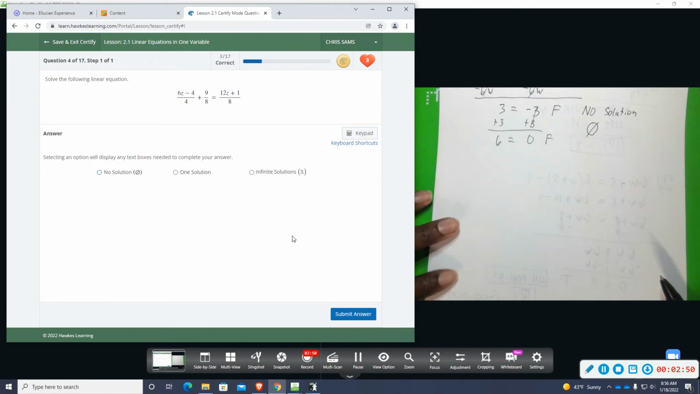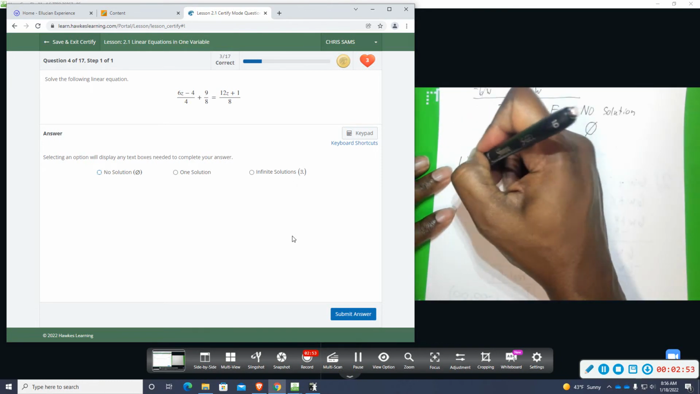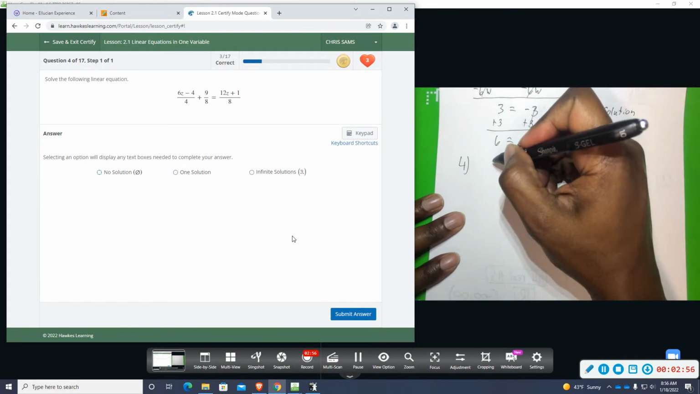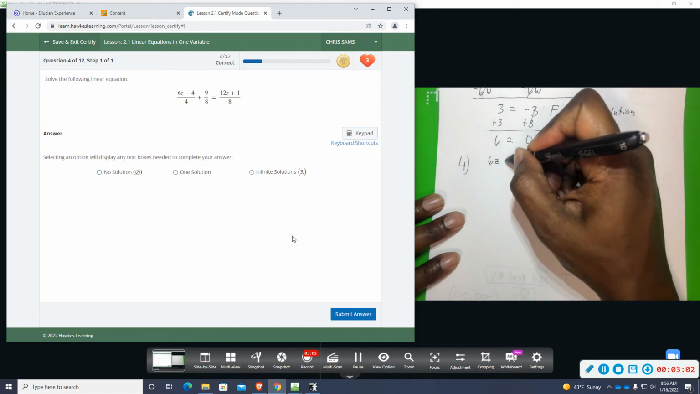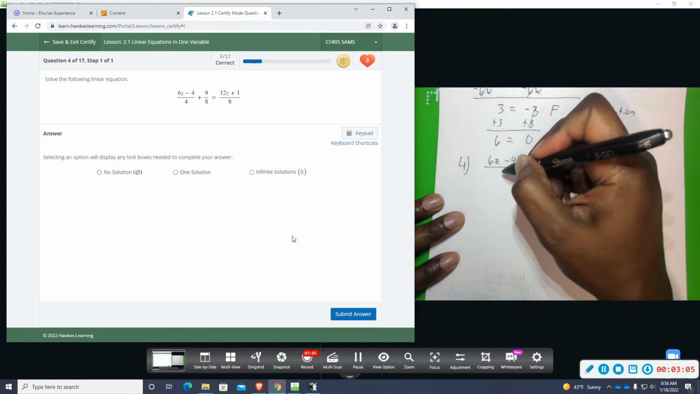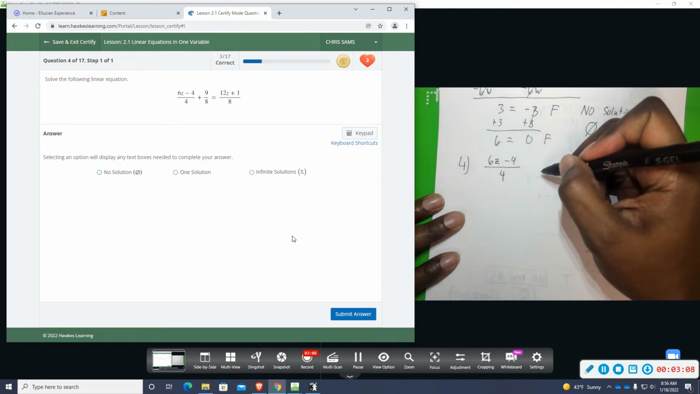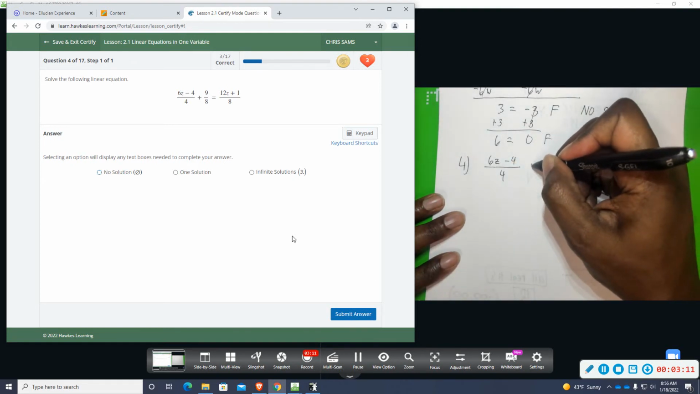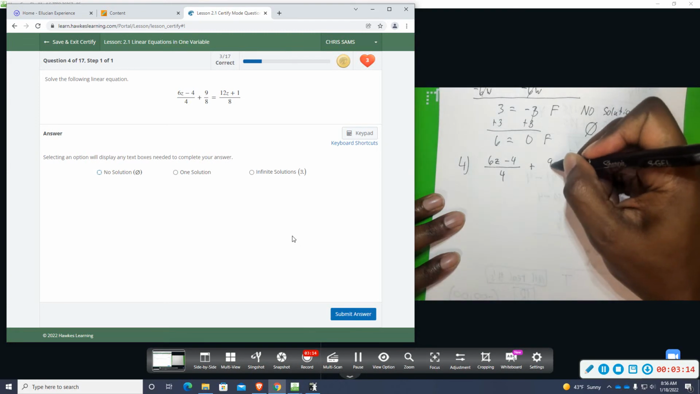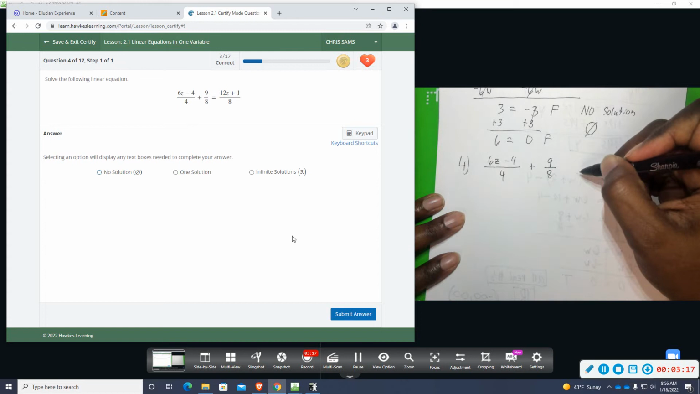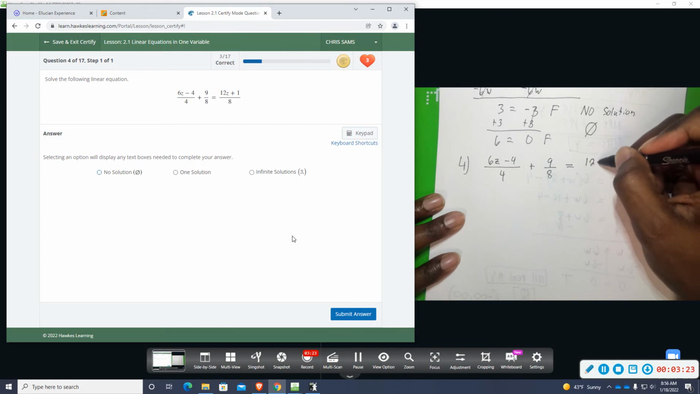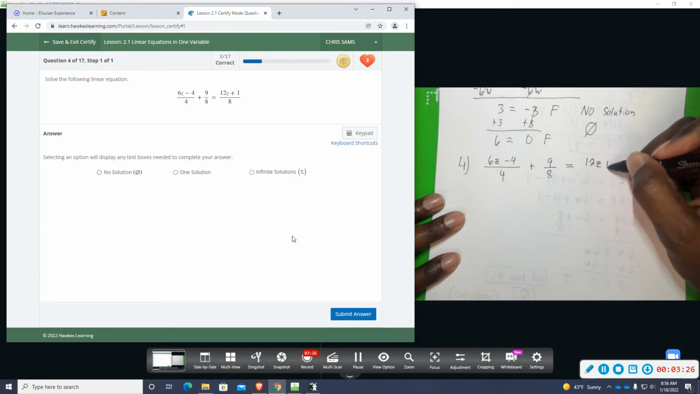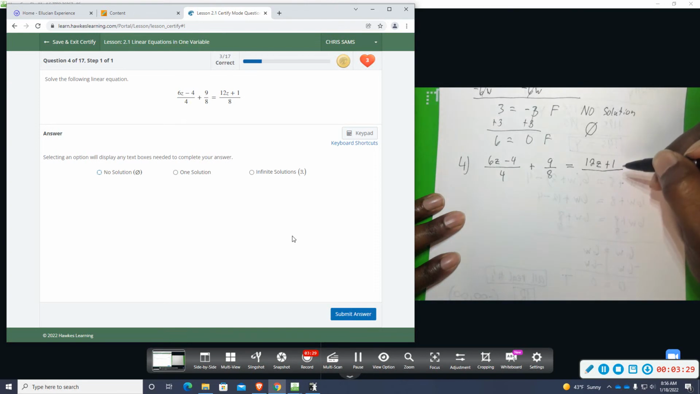And number 4. We have some fractions here. We have 6z minus 4 over 4, and then we have plus 9 divided by 8, and that is equal to 12z plus 1 divided by 8. So 12z plus 1 all over 8. Okay.